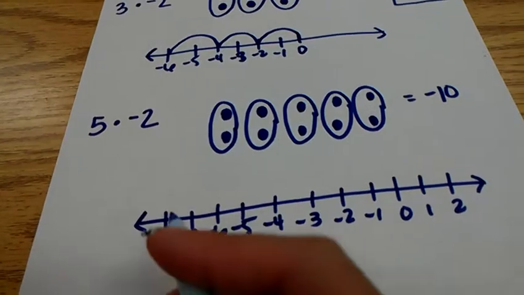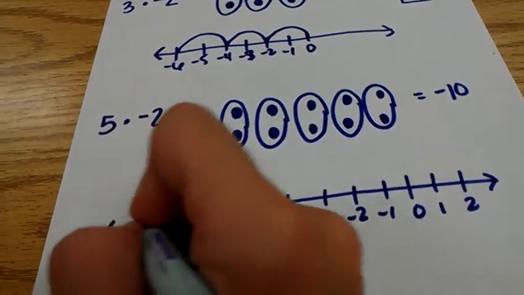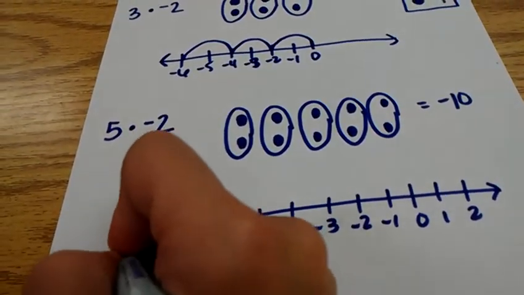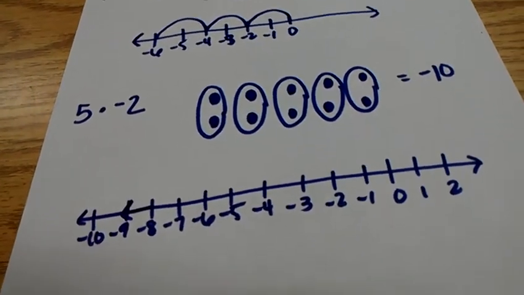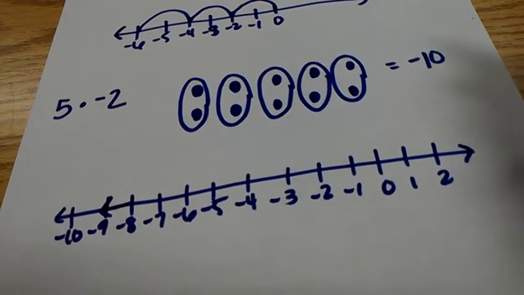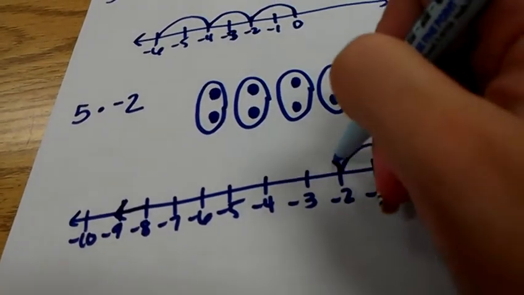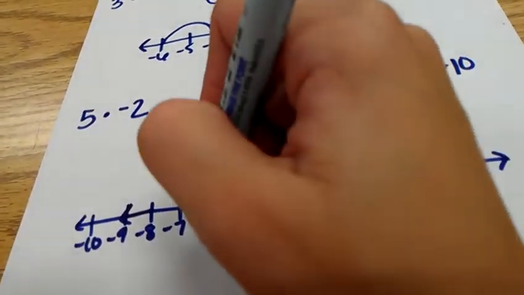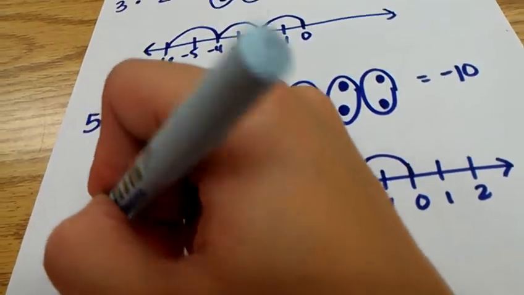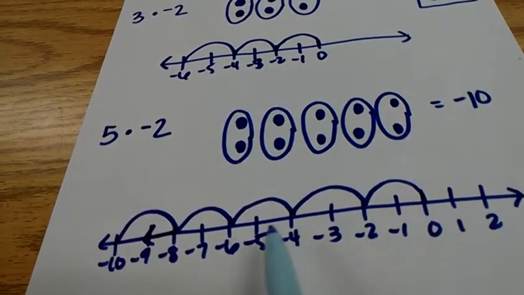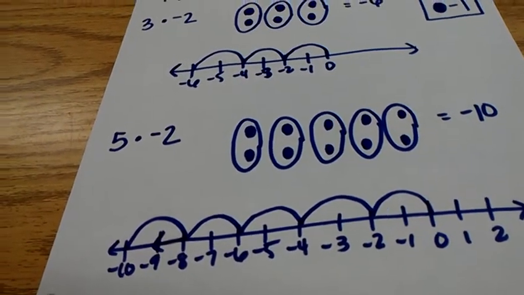Didn't make my number line long enough, so I'm going to have to extend it. -9, -10. There we go. So I need 5 groups, 5 sections, or 5 hops with 2 in each section. So 1, 2, 3, 4, 5. There's 2 in each one of my sections, and of course it lands me at -10.